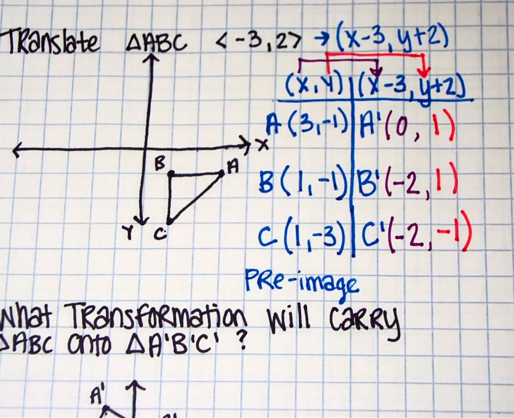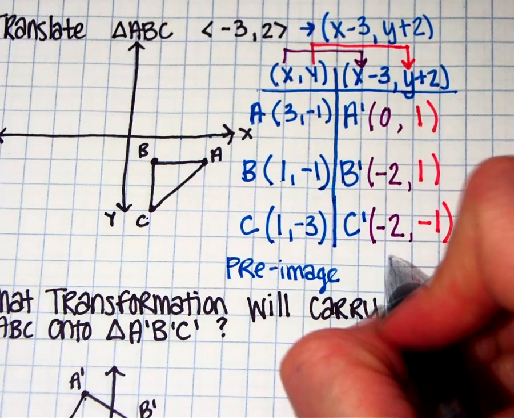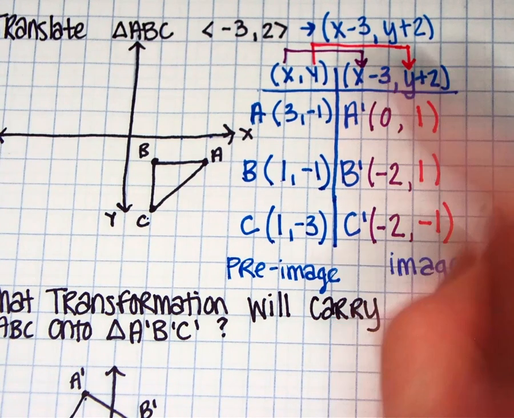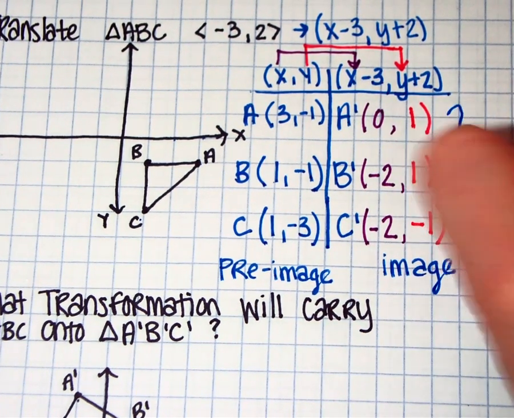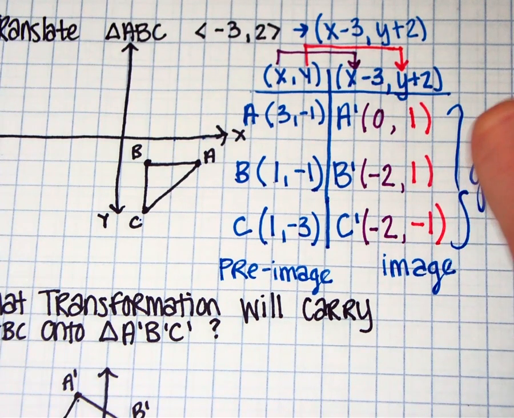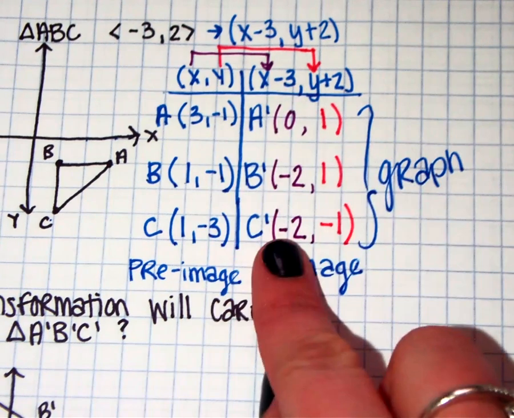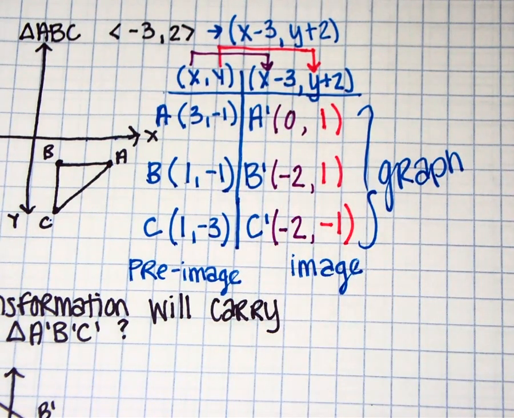It's just a function. You put an x value in, you get an x value out. These are now your image points because notice how they have primes. You want to graph the image. So this section we're going to graph. Okay, so we're going to graph our new set of points. When we're labeling, we're going to make sure to put primes in there so we know that we actually have to label the image versus pre-image.